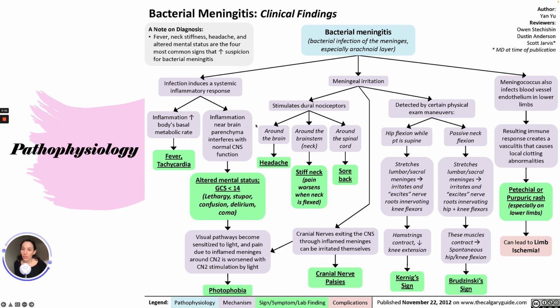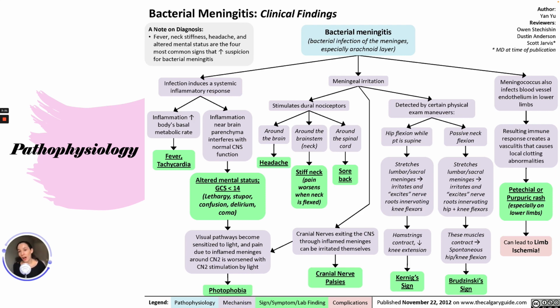The inflammation near the brain will interfere with normal central nervous system functioning. So we're going to see an altered mental status. The best way to test this is something called the Glasgow Coma Scale. It would be less than 14. We'll see lethargy, stupor, confusion, delirium, and coma.